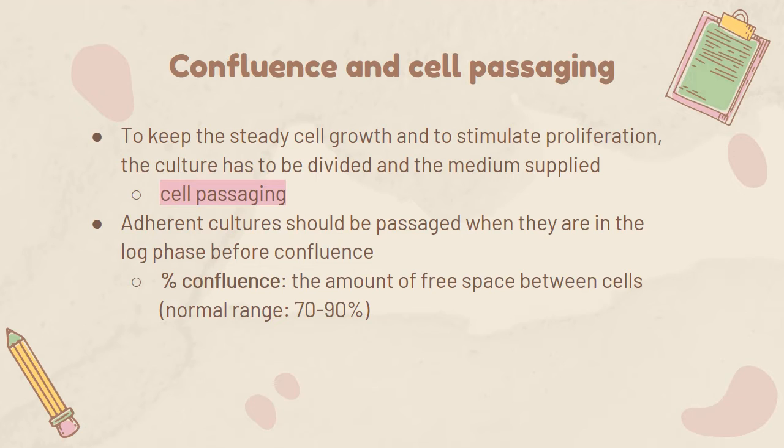To keep the steady cell growth and to stimulate their proliferation, the culture has to be divided and the medium supplied, also known as cell passaging. Adherent cultures should be passaged when they are in the log phase before confluence. Confluence may be detected visually by estimating the percent confluence or the amount of free space, wherein the normal range to perform the cell passage is from 70% to 90%.